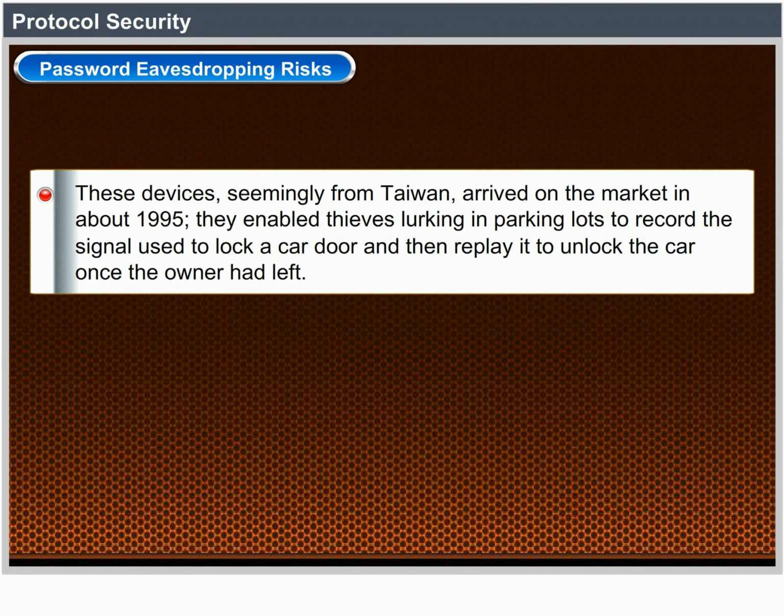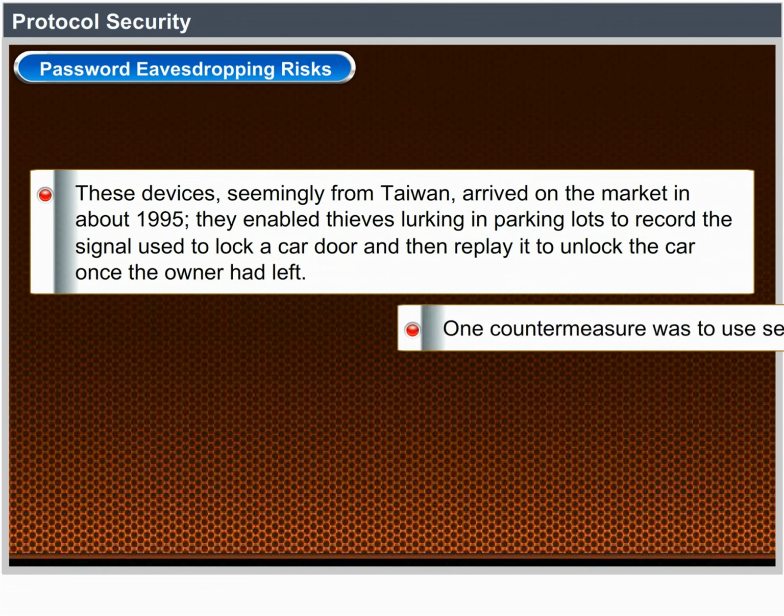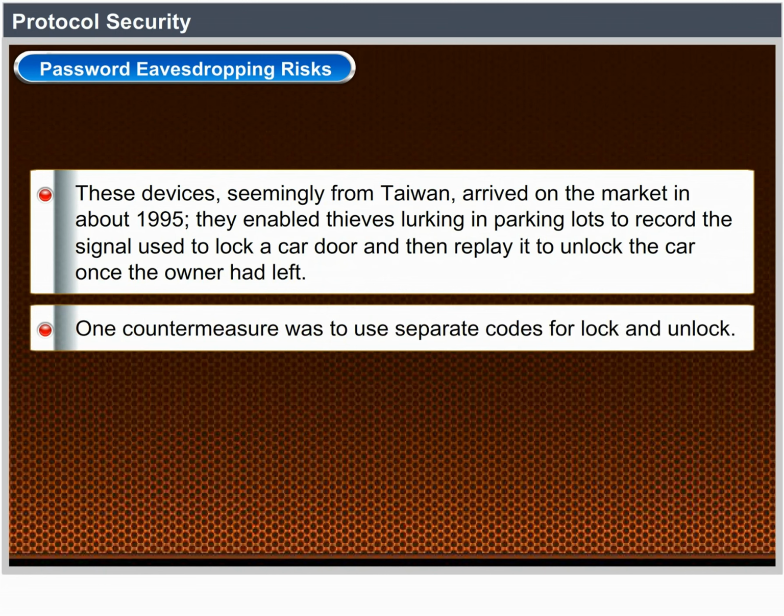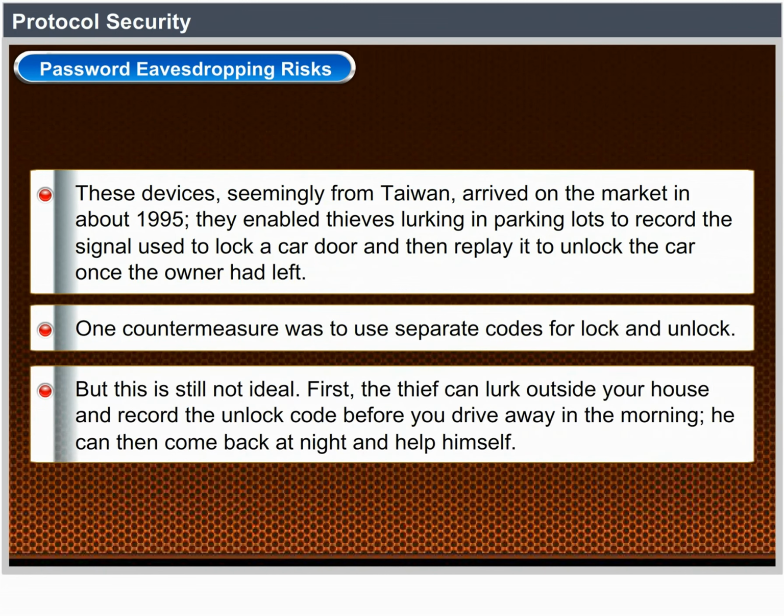One countermeasure was to use separate codes for lock and unlock. But this is still not ideal. First, the thief could lurk outside your house and record the unlock code before you drive away in the morning. He can then come back at night and help himself.